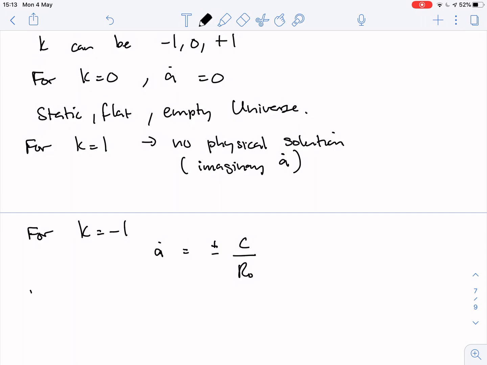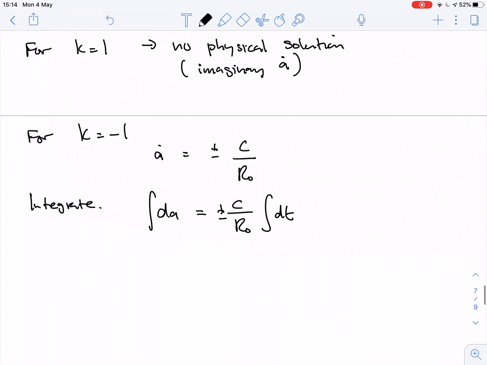And I can integrate that straightforwardly. Just got da by dt equals this. So when I integrate this, I just get the integral of da equals c over R0, the integral of dt. So a of t is just equal to t over t0. So for a negatively curved universe, it just expands, basically free streams forever.